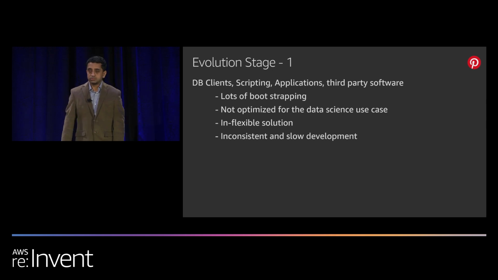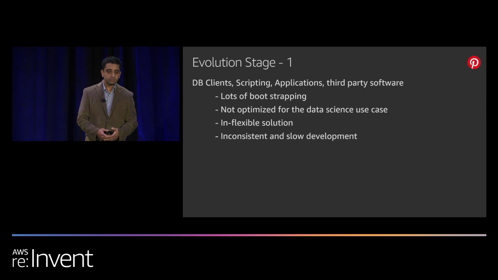Now the stage 1. So the challenges with this particular stage, where you have database clients, you pull data, you run some scripts, application, and third-party software, is that everybody needs to do a lot of bootstrapping. And that makes it very challenging to distribute your work. And it is not optimized for the data science team. It is not flexible. And the most important thing is it is not consistent. Everybody does it in their own way.